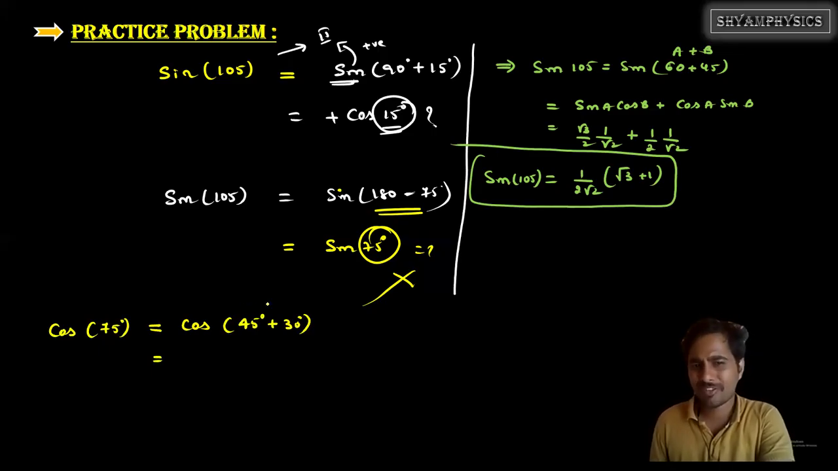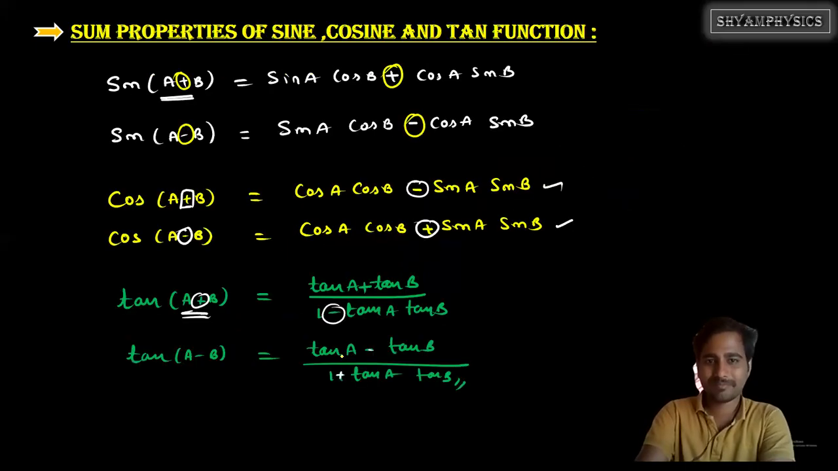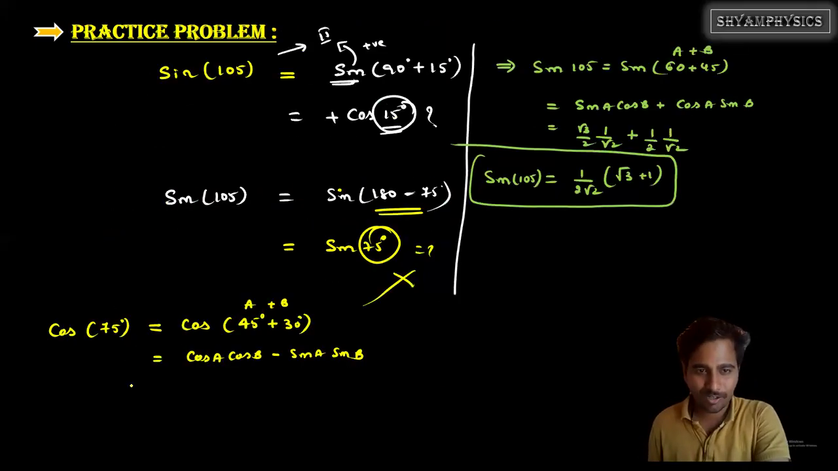It is the formula of cos of a plus b. What is cos of a plus b? I told you it is the product of cos only which will come first, means cos a cos b. If it is plus, we have to take minus sin a sin b. Look here, plus means minus. Done? Good.